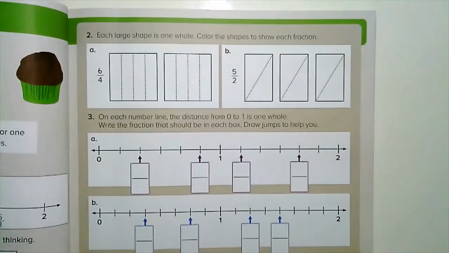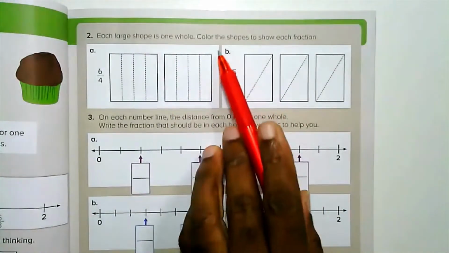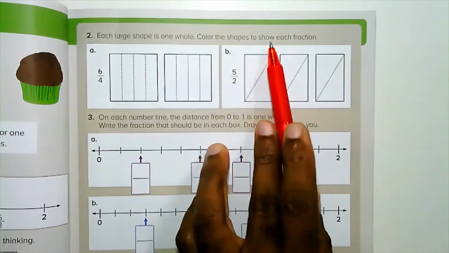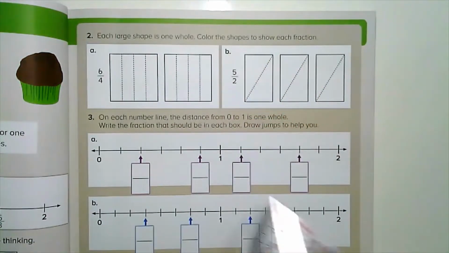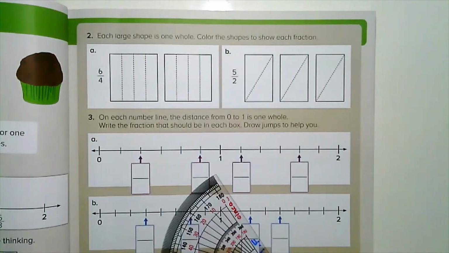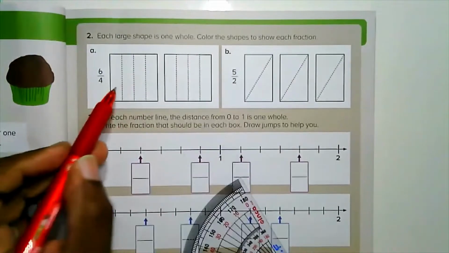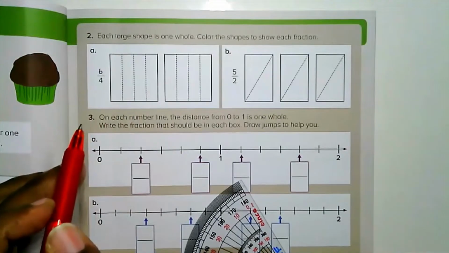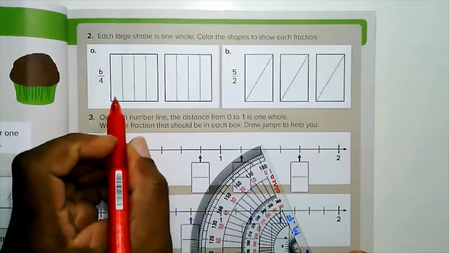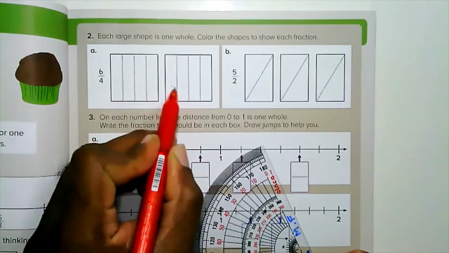Number 2. Each large shape is 1 whole. Color the shapes to show each fraction. So we have 6/4. This is a whole. We have 1, 2, 3, 4. So we have to shade 6 of the fourths. That means 1, 2, 3, 4, 5, 6.